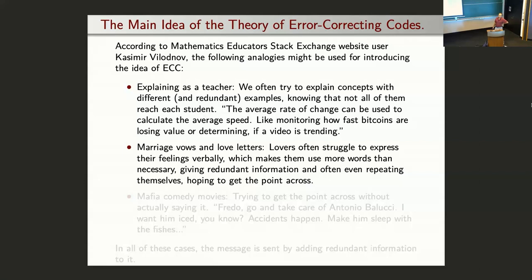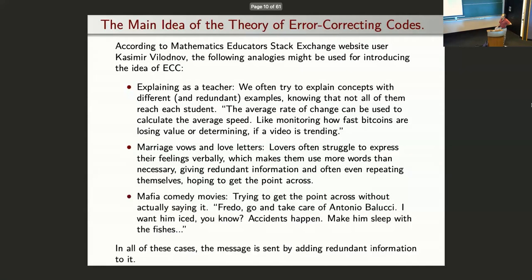Or marriage vows and love letters. Lovers often struggle to express their feelings, so they tell more than necessary about themselves. Again, this is repeating something. And finally, we see the main idea of error correction in mafia movies. The boss says, "Fredo, go take care of Antonio Bellucci. I want him iced. You know, accidents happen. Make him sleep with the fishes."